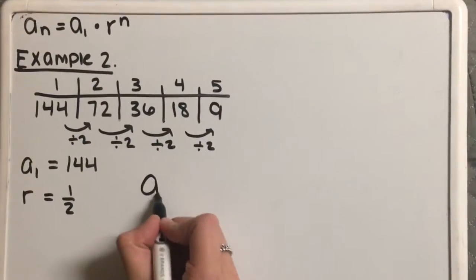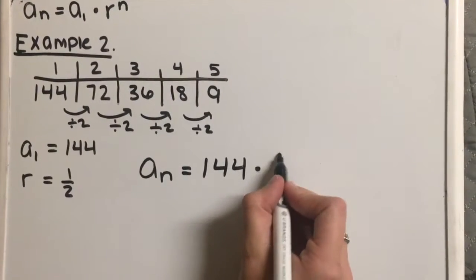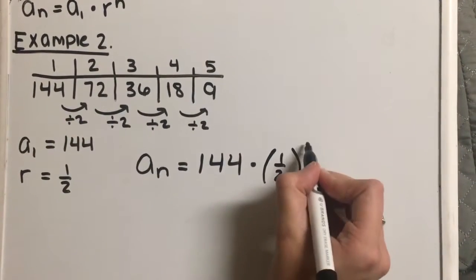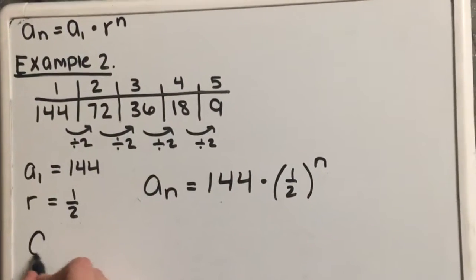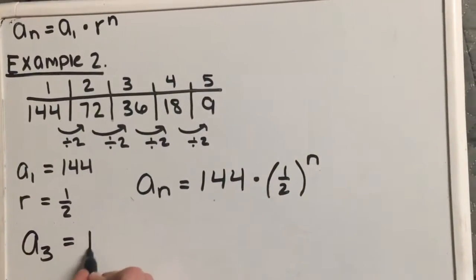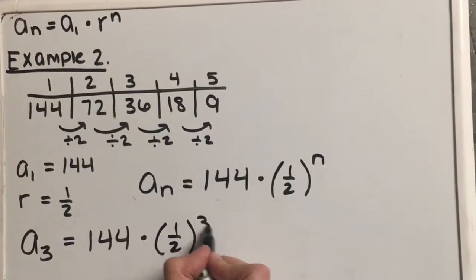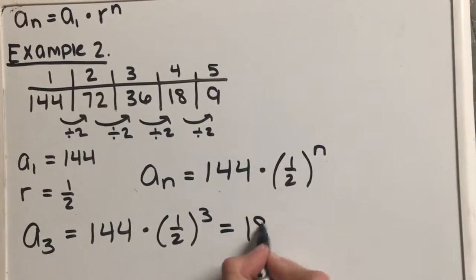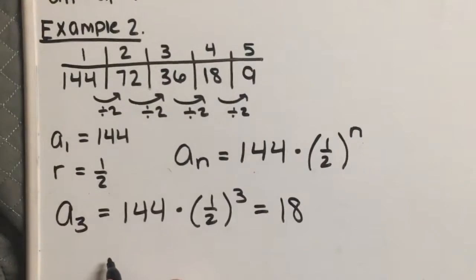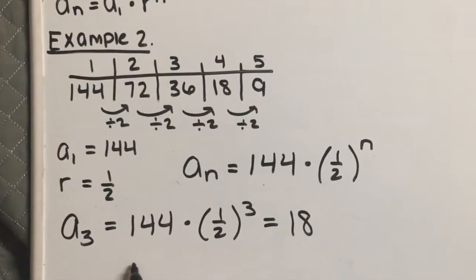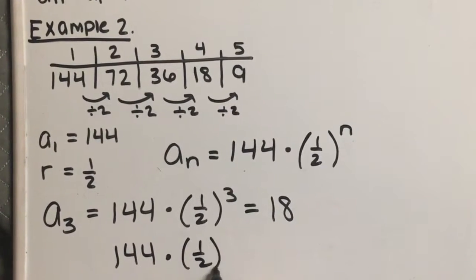So far, the equation for this geometric sequence is 144 times 1/2 to the nth power. To test out this equation, we will solve for the third term. 144 times 1/2 to the third power. The answer to this is 18. However, this is the answer to the fourth term. Therefore, the exponent needs to be n plus 1. The new equation for this sequence is 144 times 1/2 to the n plus 1 power.